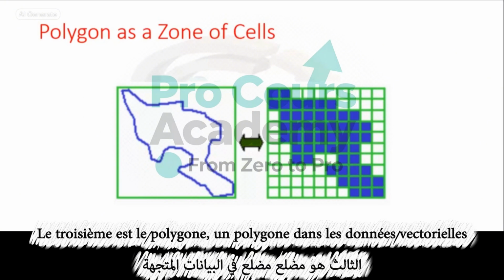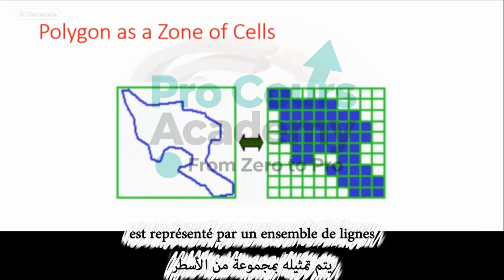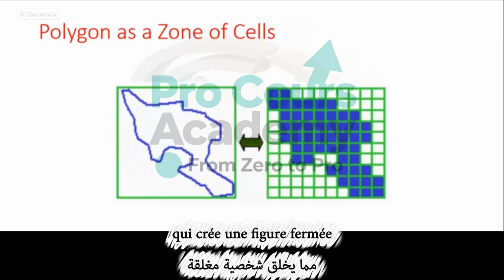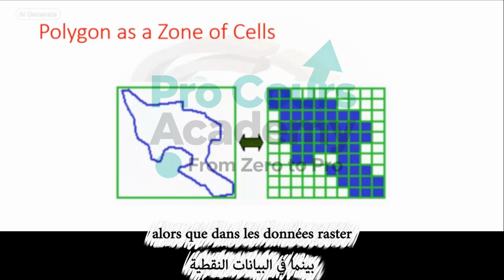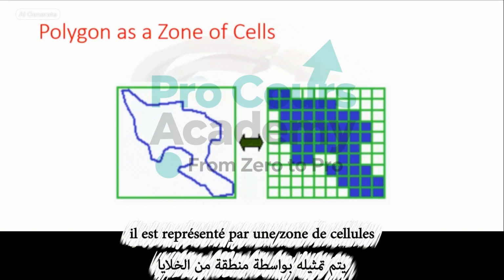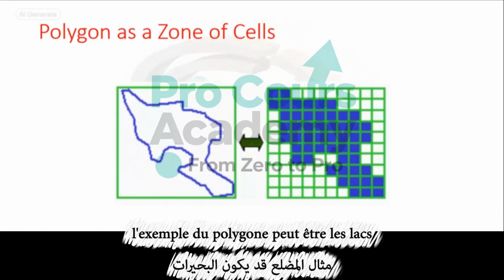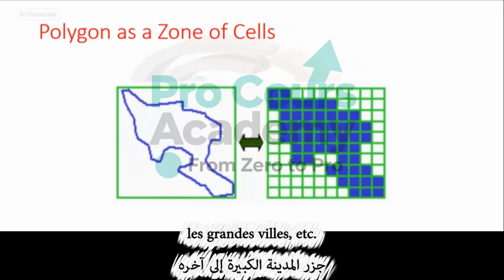Third is polygon. A polygon in vector data is represented by a set of lines, which creates a closed figure, whereas in raster data, it is represented by a zone of cells. Examples of polygons may be lakes, large city islands, etc.